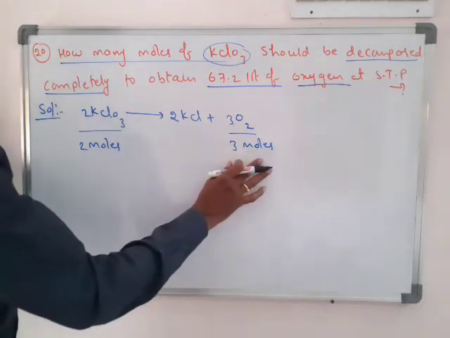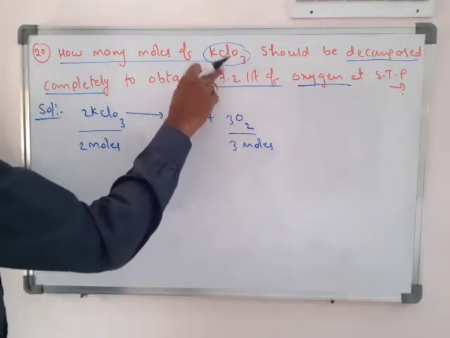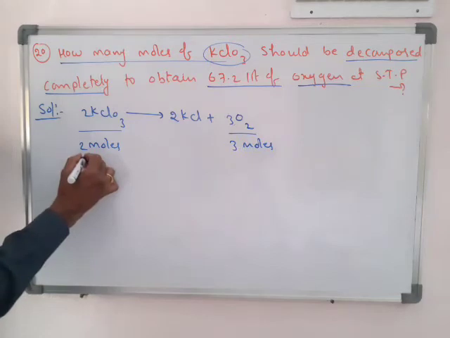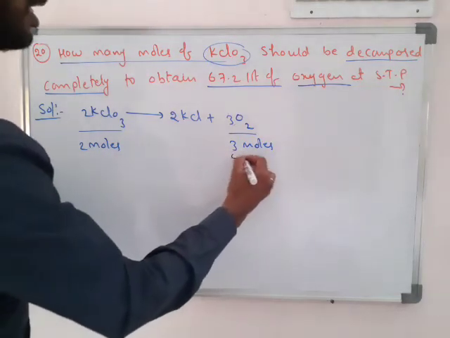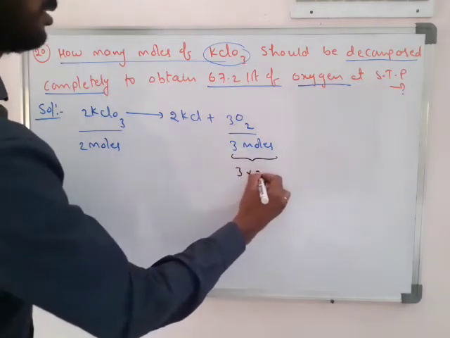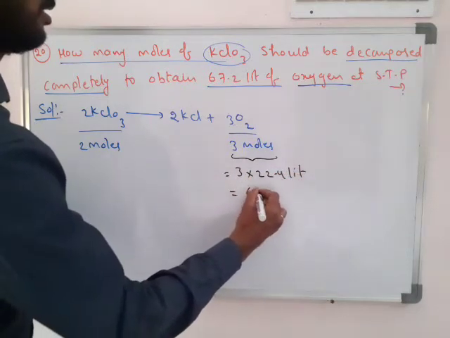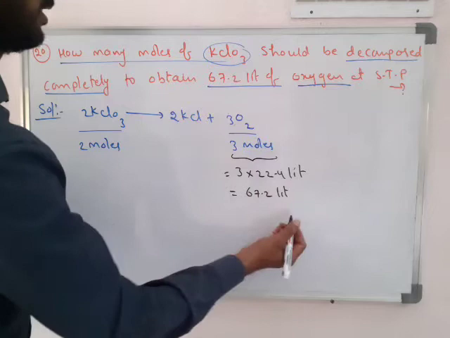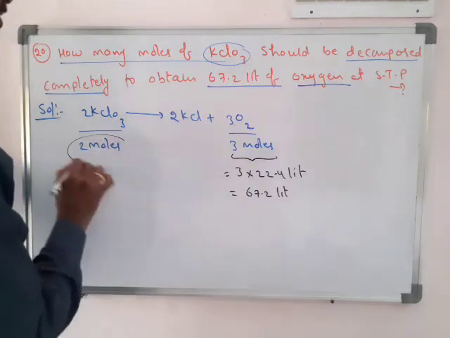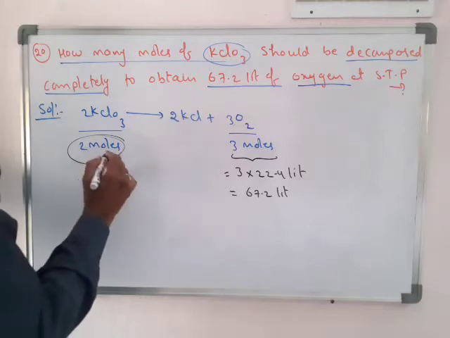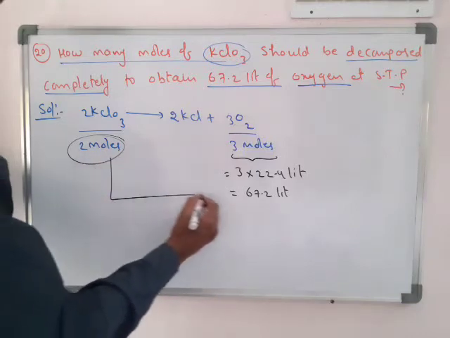We have to convert it in terms of liters. Potassium chlorate is in moles, no need to change, so it is 2 moles. 3 moles of oxygen means how many liters? 3 into 22.4 liters, which equals 67.2 liters. So we already got the answer: 2 moles of potassium chlorate on complete decomposition releases 67.2 liters of oxygen.